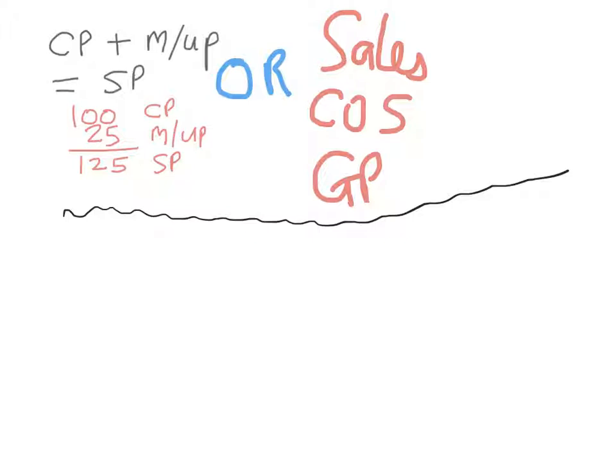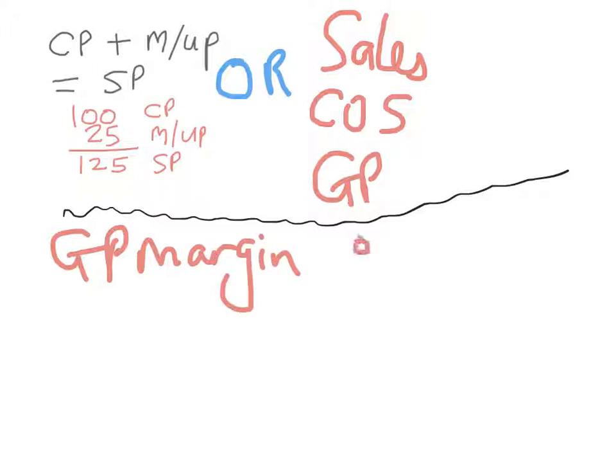Now if you're given the margin instead of the markup, the approach is slightly different, although it will still be based on sales, cost of sales, and gross profit. So when you see the margin, you should think of gross profit margin. So the gross profit margin is a percentage of sales.